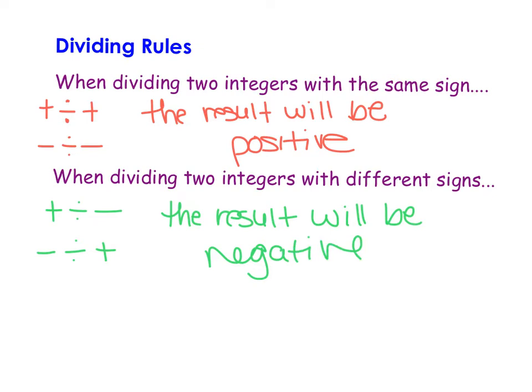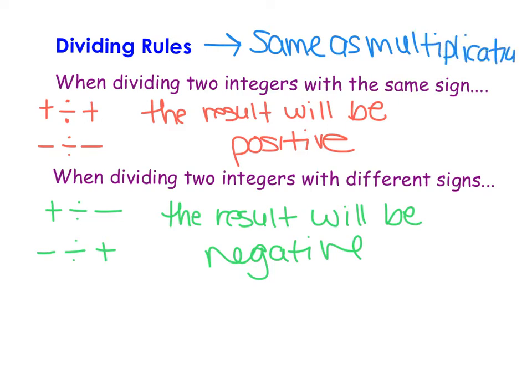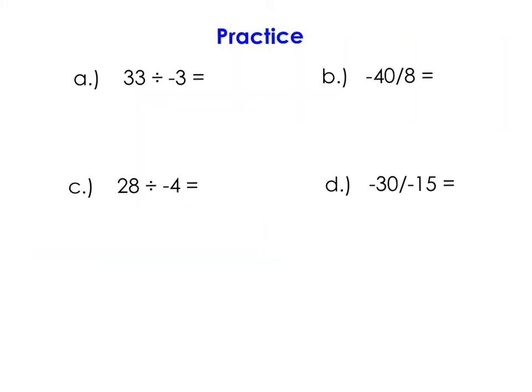And if you're thinking, well, these rules seem the same as multiplication, they are. Dividing rules are the same as multiplication. So two numbers with the same sign have a result that is positive, and two numbers with different signs have a result that is negative. So now let's take what we've learned and practice it. Here we're going to complete 4 division problems.